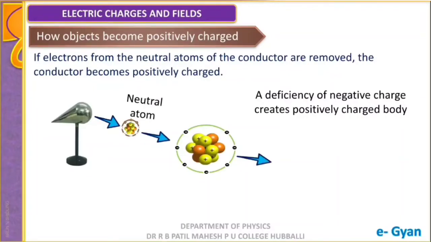Moving ahead, now the whole conductor appears to be positively charged if it is done with all the atoms. One more point to be noted is that protons cannot be removed out of the neutral atom because they are bound with strong nuclear force. So electrons can be ripped out of the atom much more easily compared to protons.